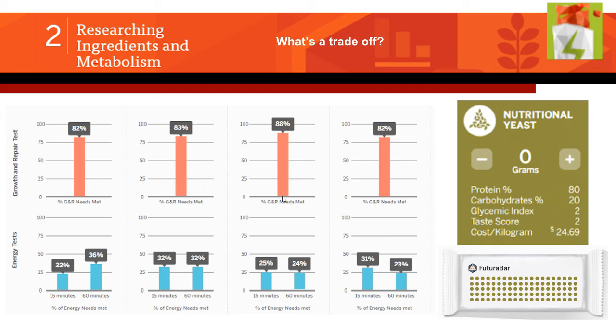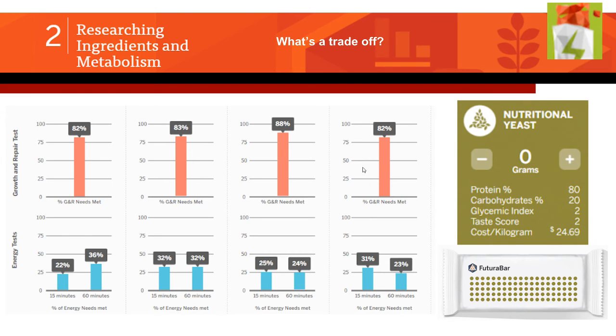They had the lowest score of their growth and repair needs, so I made sure to give them a bar that would change that. I filled it with a bar that was nothing but nutritional yeast. This is because nutritional yeast had the highest protein, which affects their growth and repair. And as you can see, 88% of them had their needs met, which seems great. However, you'll notice my taste score on my bar is a 2, which means it tastes awful.